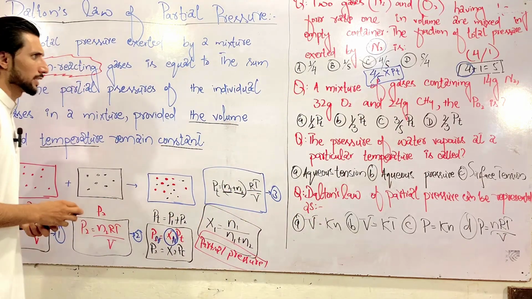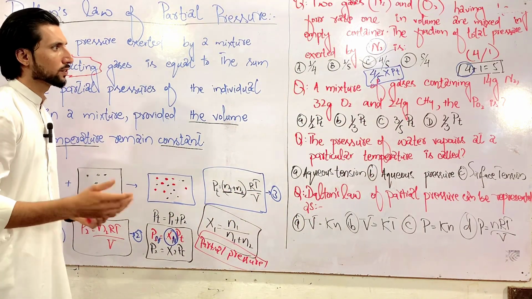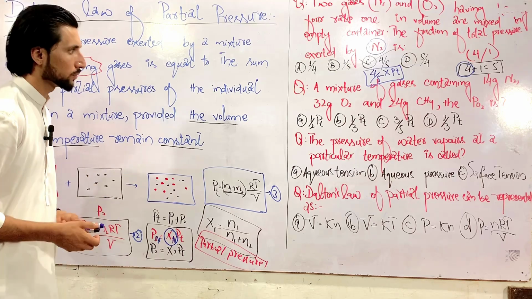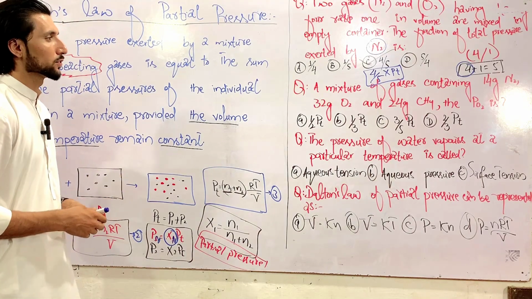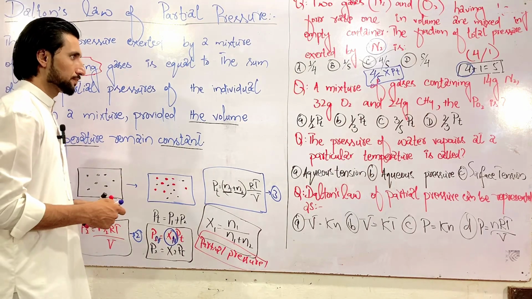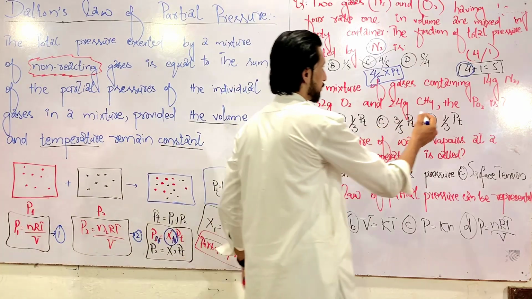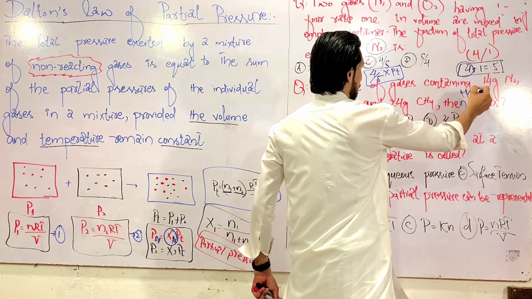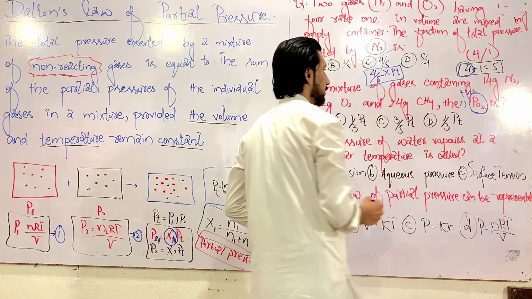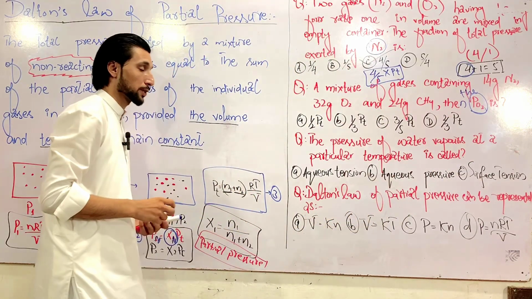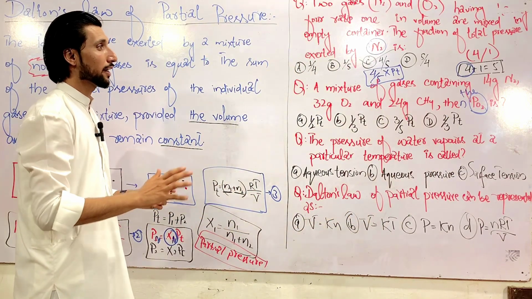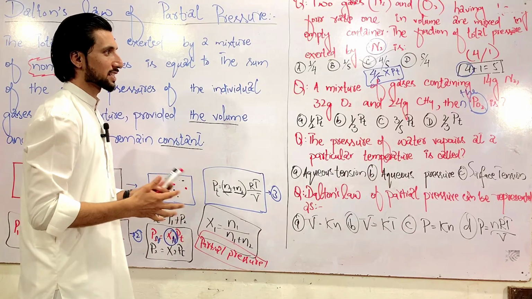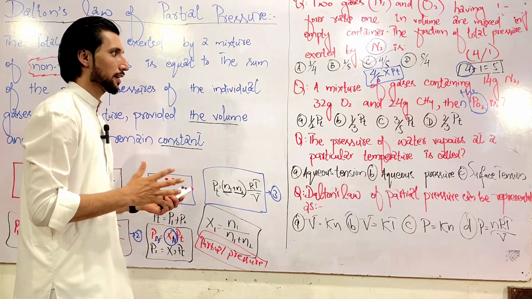Another question says a mixture of gases contains 14 gram of nitrogen, 32 gram of O2, and 24 gram of CH4. They are asking for the partial pressure of oxygen. We have been given nitrogen, oxygen, and methane mixed together.